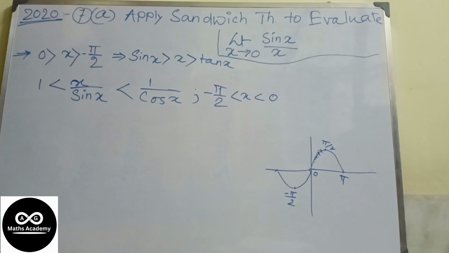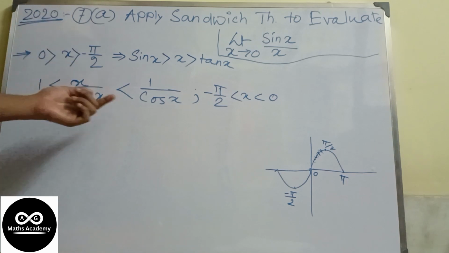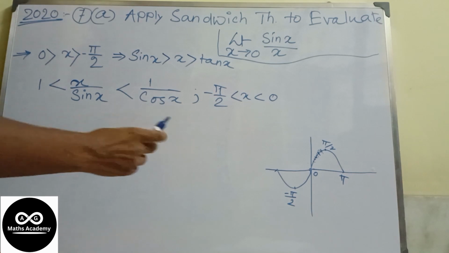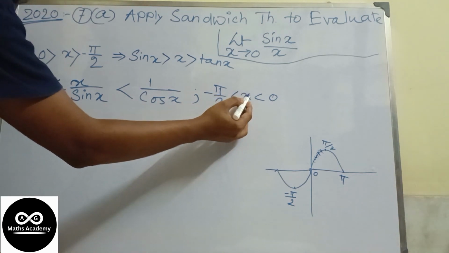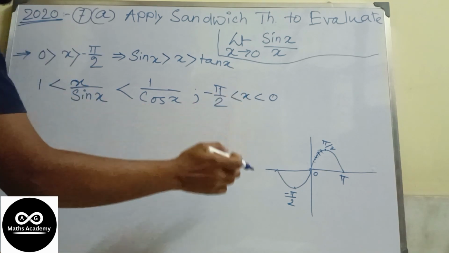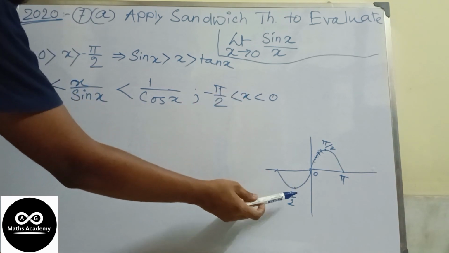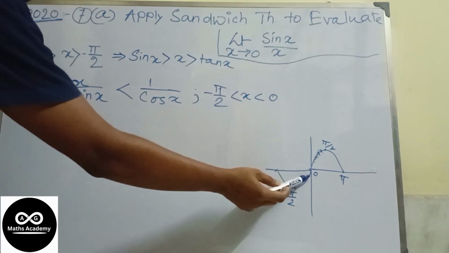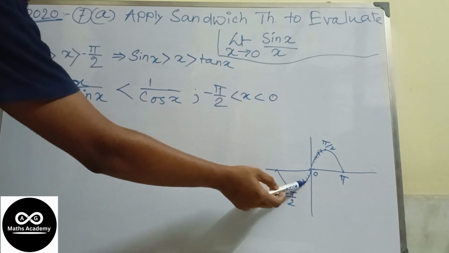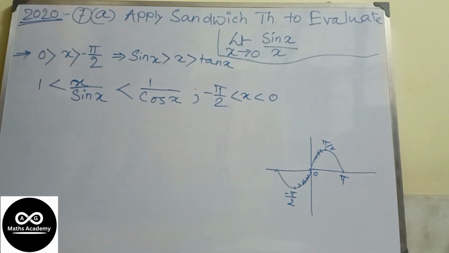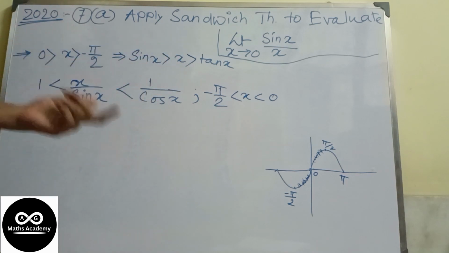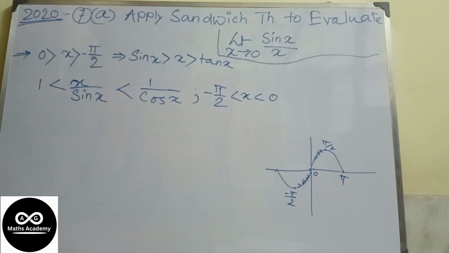Now notice carefully, here the inequality changes. Why so? Because x is in between minus pi by 2 and 0, and you can see in the graph that for every value between minus pi by 2 and 0, the value of sin x is negative. That's why we are dividing each term with a negative term, so the inequality will change.